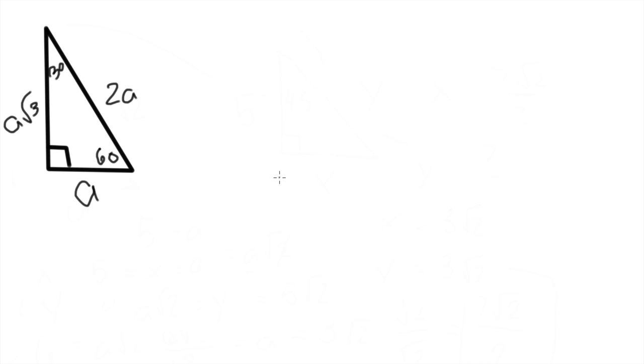Today we're going to be discussing 30, 60, 90 triangles and how to solve them when given one side, and also how to prove that this indeed is a way to solve these triangles. So we're going to start with the proof. I'm just going to draw another triangle over here.